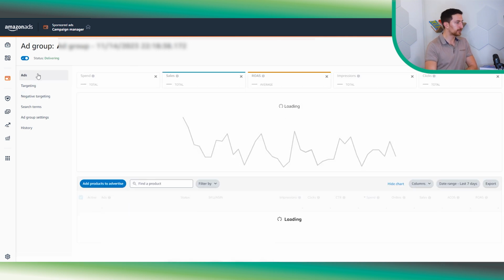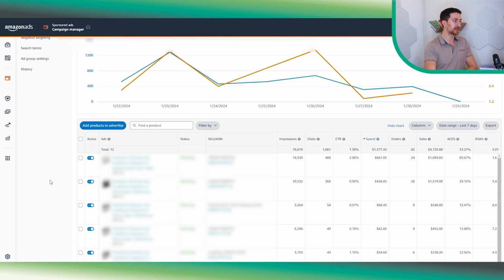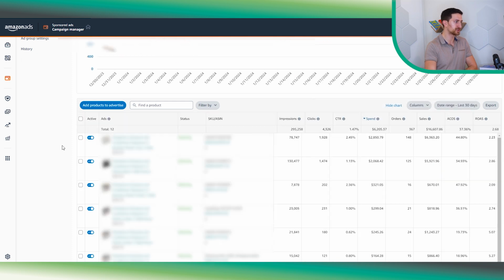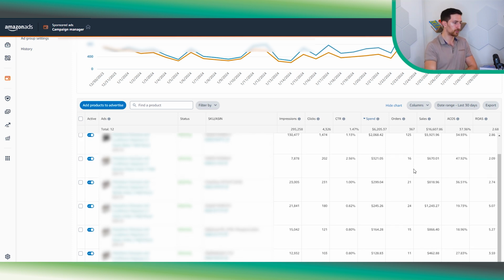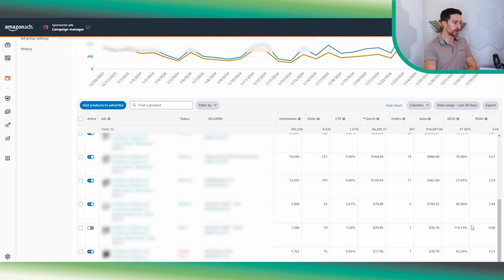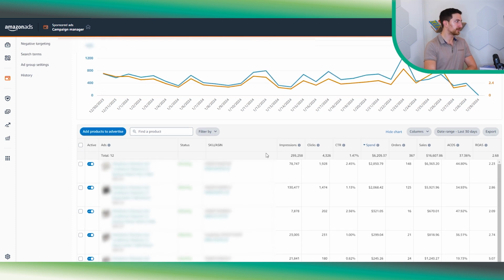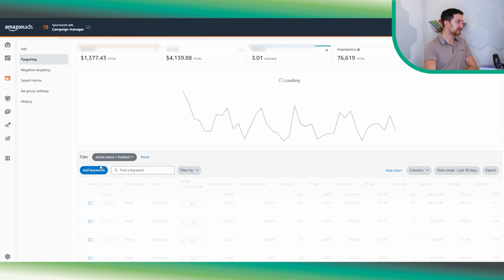And after that, I will go under ads. I will check, are we targeting the right product? For example, I analyze the last 30 days since I want to get more data. And here I see that overall almost all the products are performing quite well. This one was not performing very well. We got only 20 clicks, but we paused the product.